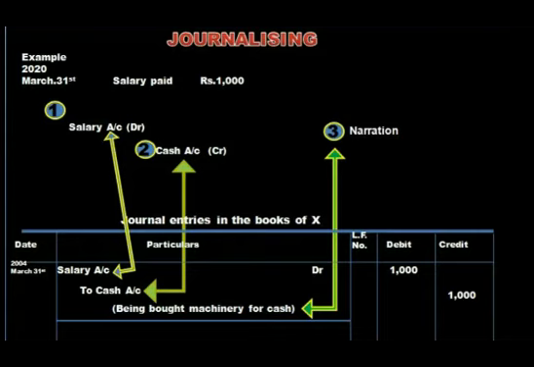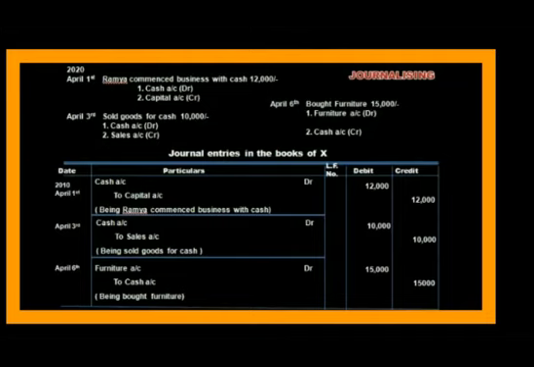Third entry, 2020 April 1st, Ramya commenced business with cash. That means when they start the business, the cash account is debit, the capital account is credit. In the second transaction, April 3rd, sold goods for cash means cash is coming, debit; sales goods means goods are going, it is credit. Then April 6th, bought furniture 15,000, there are two accounts. Furniture account is debit. Why? Because when we buy, furniture is coming, then cash is going, so cash account is credit.